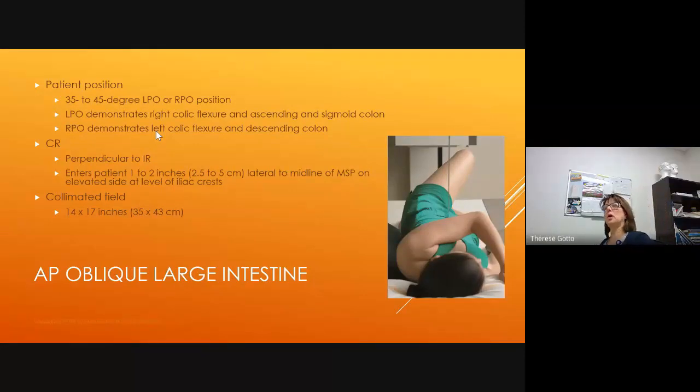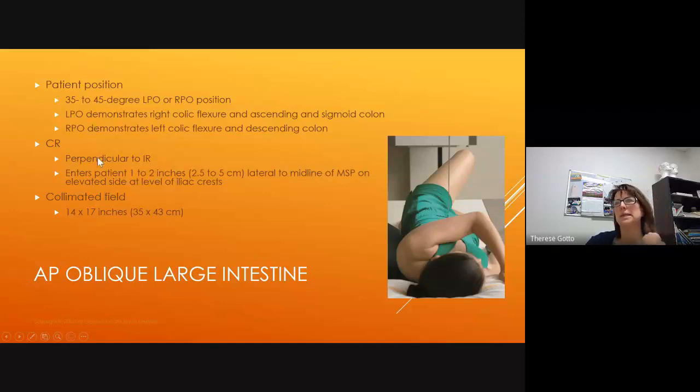Opposite is true for your RPO. So put yourself in the RPO position. That elevated side is now on the left colic flexure is what we're looking at, and the descending colon, okay? So remember that in the AP oblique position, we are looking at structures on the elevated side, okay? On the elevated side.